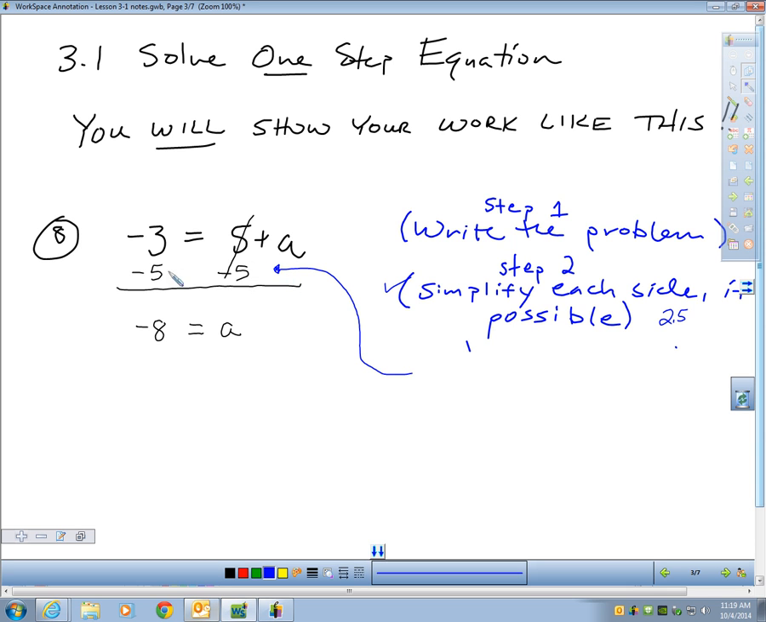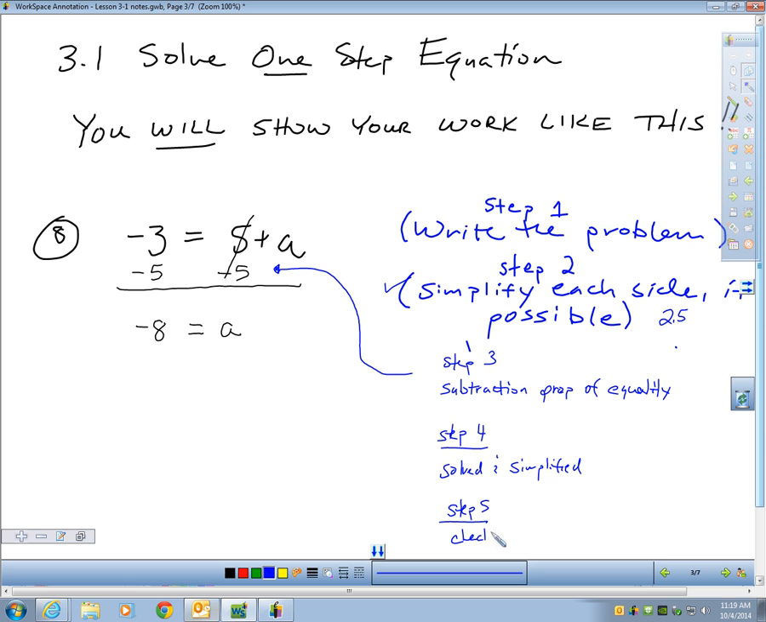Think about it. What property did I use here? I used, for step 3, the subtraction property of equality. Just going to write that in real quick. And I just went ahead and I solved. Step 4, I guess I could put, I solved and simplified. And so anyway, I got a equals negative 8. And then here's the next thing. We don't want to forget.